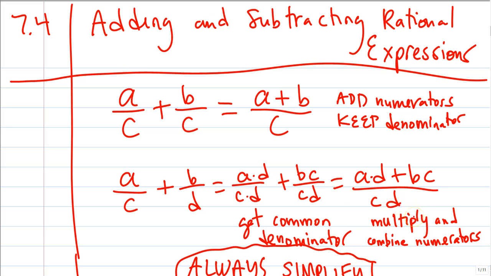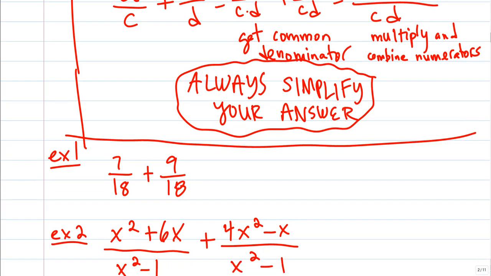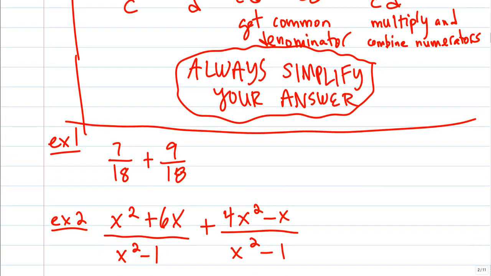But once you do that, then you will multiply the top, and we'll combine those numerators, but we will keep the denominator again the same. So we will actually have to multiply and combine the numerators. We're not going to leave it as a big multiplication problem. We want to combine any like terms. And always, don't forget, always simplify if possible. Okay? So let's start with an easy example, and we'll start kicking it up a notch.